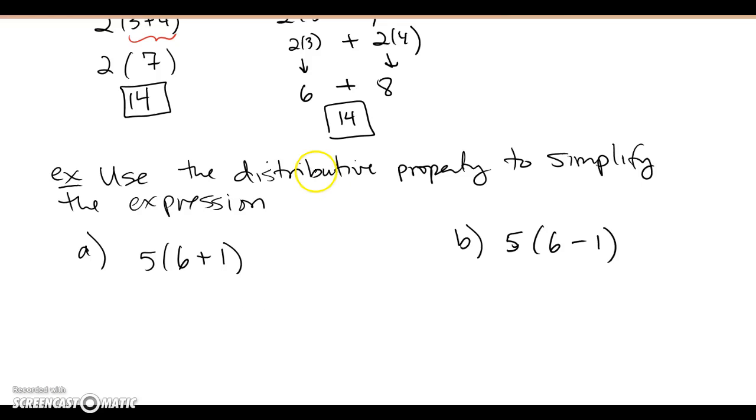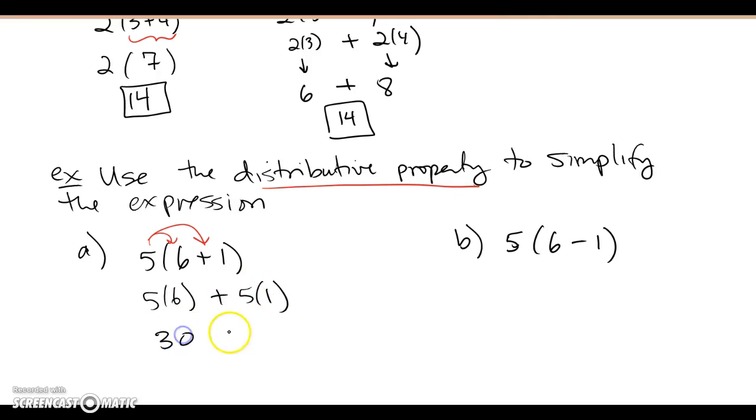Since we have to use the distributive property for these two pieces, parts A and B, I'm going to distribute the 5 into both the 6 and the 1. So I have 5 times 6 plus 5 times 1. That's going to give me 30 plus 5, and ultimately 35 as my final answer.